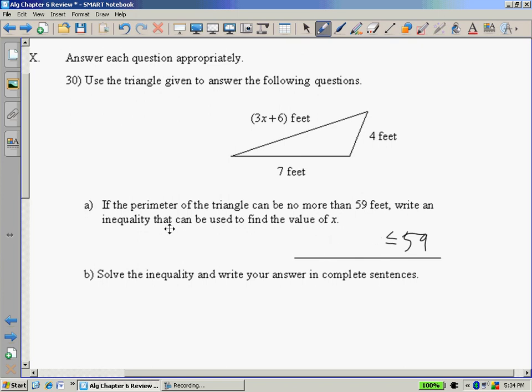Now, for the inequality, we're just going to use the perimeter. It says the perimeter, which is going to go right here, is no more than, so is less than or equal to 59. To find the perimeter, we just add these three together. So 3x plus 6 plus 4 plus 7. That's my inequality that I'm going to use.